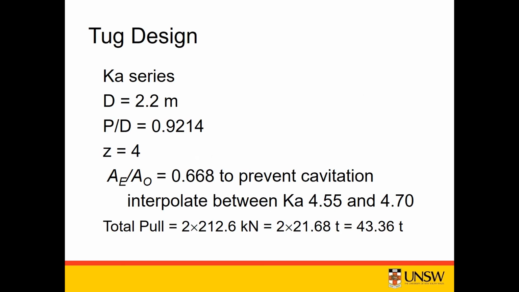Now, what that meant was that we had to interpolate between 2 KA series propellers, a 455 and a 470. But we did that and we find that we have a total pull on the bollard of 43.36 tonnes for the 2 propellers operating together. And of course, that's greater than the 40 tonnes bollard pull required.